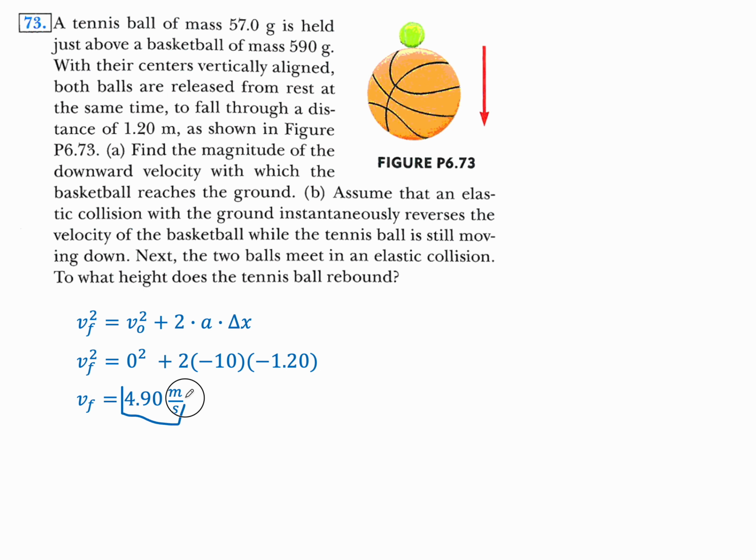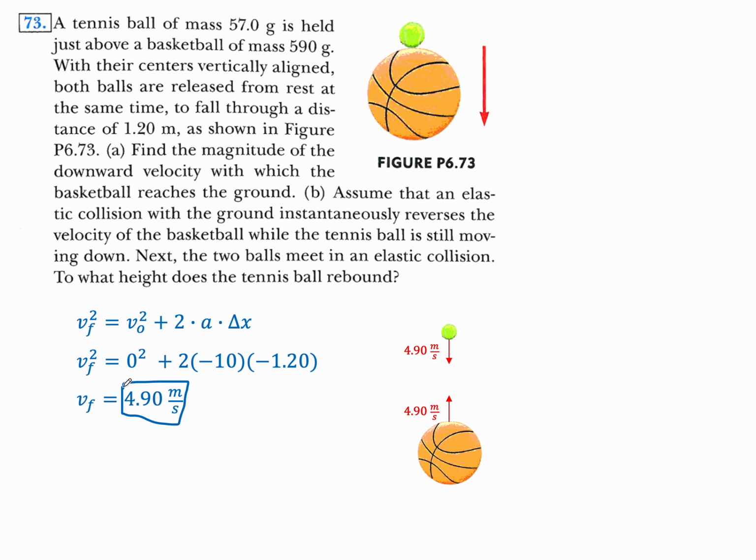Now, the second part is much more interesting. They undergo an elastic collision. So when the basketball hits the ground, it's going to bounce back upward at 4.9, but the tennis ball is still moving downward at 4.9. I drew these separately just so you can sort of visualize it.